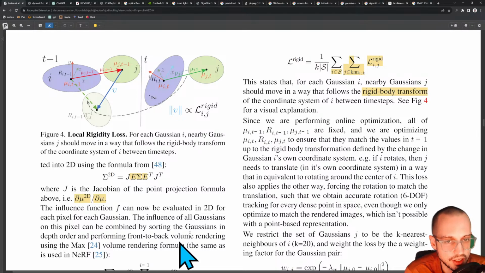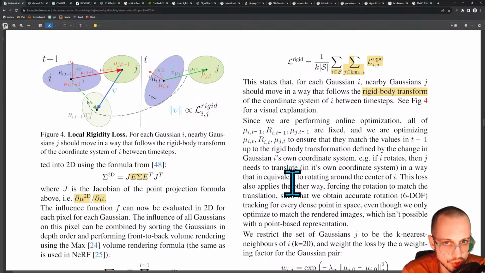Since we are performing online optimization, all of the centers at time t-1, the rotations at time t-1, the centers for the next one are fixed, and we are optimizing mu_i,t, r_i,t, mu_j,t to ensure that they match the values in t-1. Up to the rigid body transformation defined by the change in Gaussian i's own coordinate system. If i rotates, then j needs to translate in a way that is equivalent to rotating around the center of i.